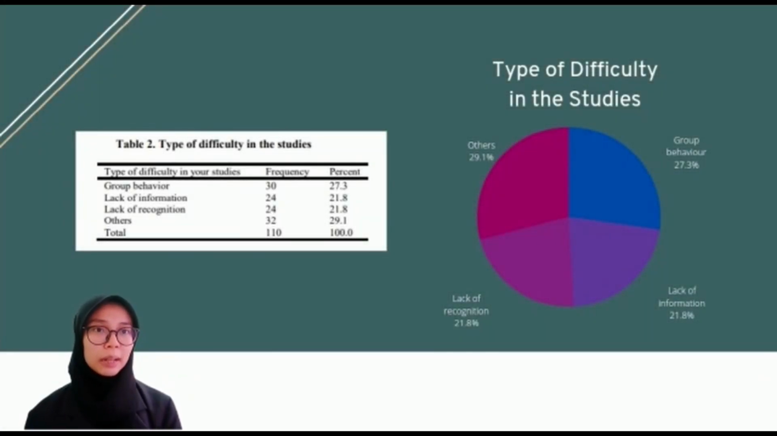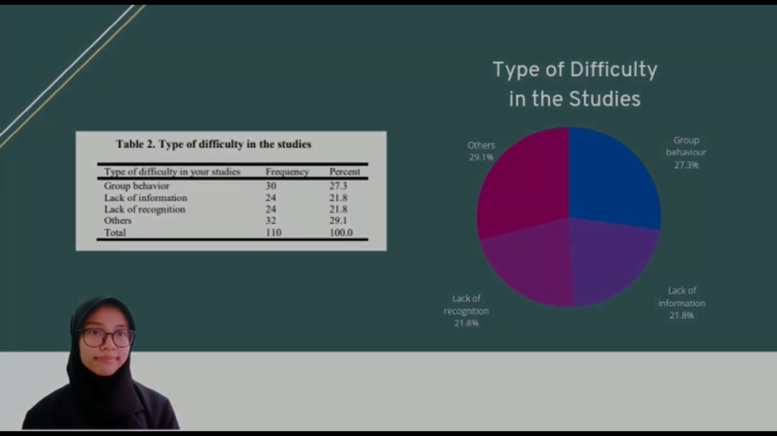Moving on to the type of difficulty in the studies. From the table and the pie chart, we can see that 27.3% of the respondents experience stress from group behavior, 21.8% of the respondents experience stress from lack of information and lack of recognition, and 29.1% of the respondents experience stress from other reasons that are not stated in the research.